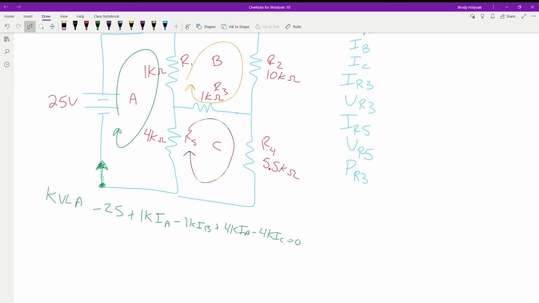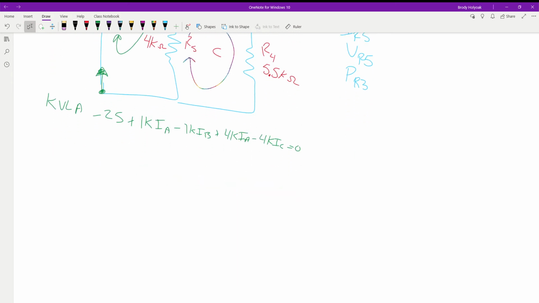All right, so we go through and we're going to solve this guy, simplify it down. We're going to combine all of our A's together, all of our B's and C's together. And so we end up with 5KIA minus 1KIB minus 4KIC, and that is all equal to 25. Everybody good on that equation? Okay.